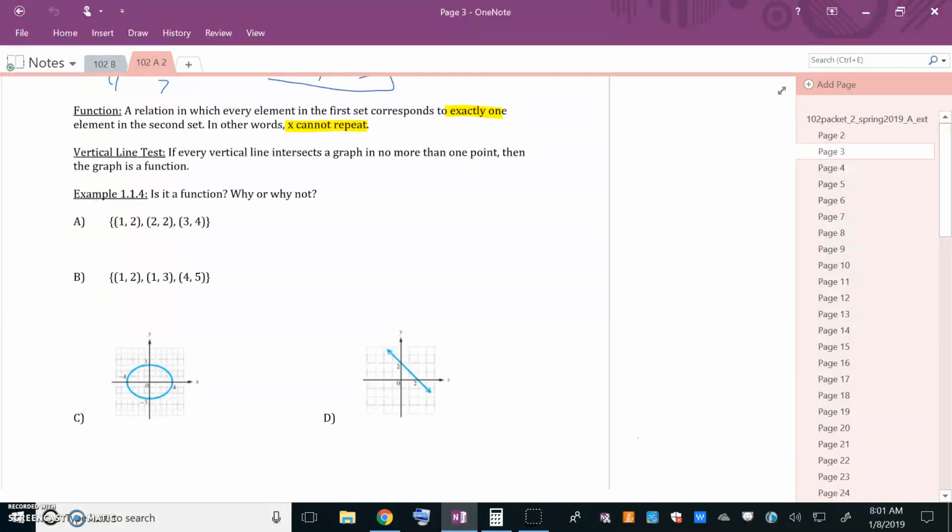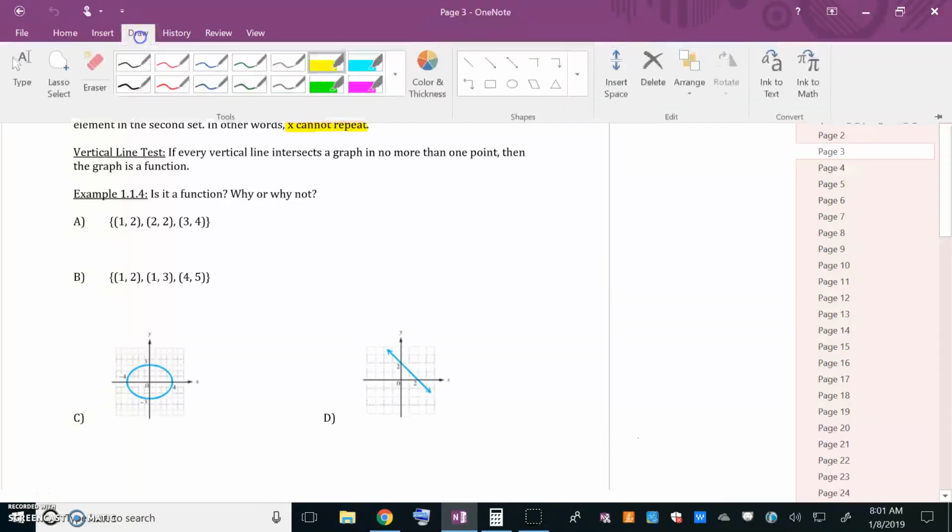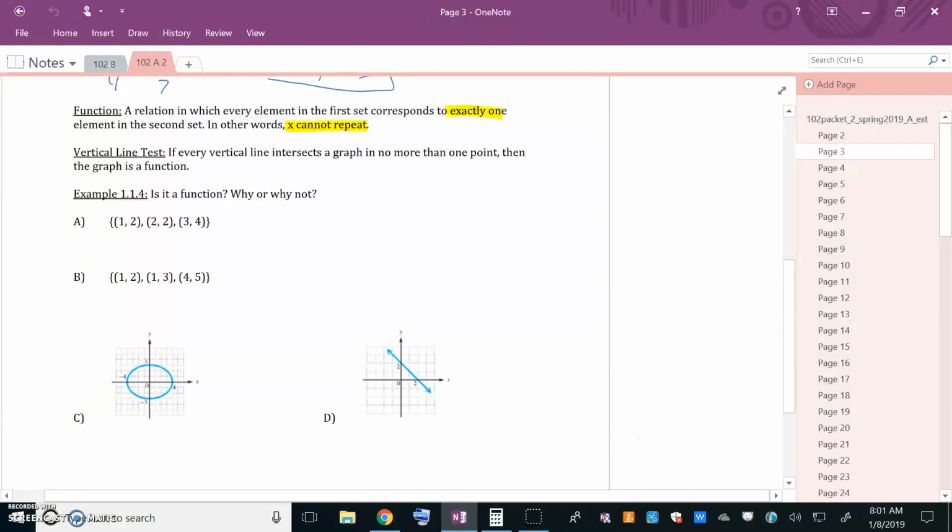So looking down at part A of our example, I've got the numbers 1, 2, 2, 2, and 3, 4. Here, all of my x values are different, so yes, it is a function because x does not repeat. Y repeats, but it is perfectly okay for that to happen.